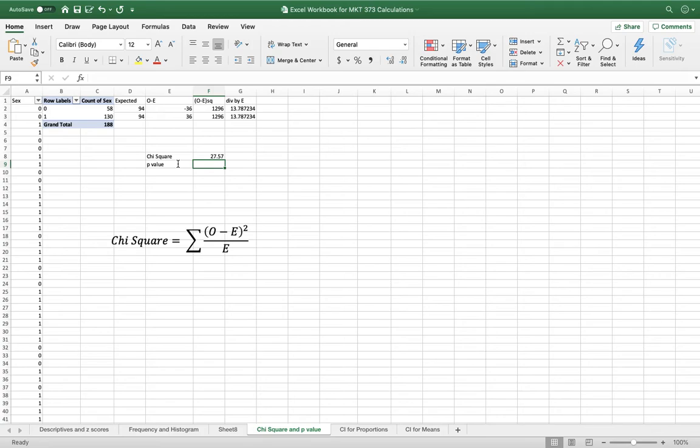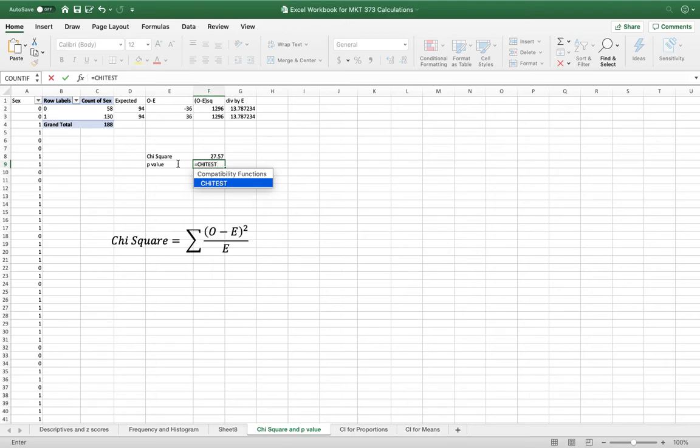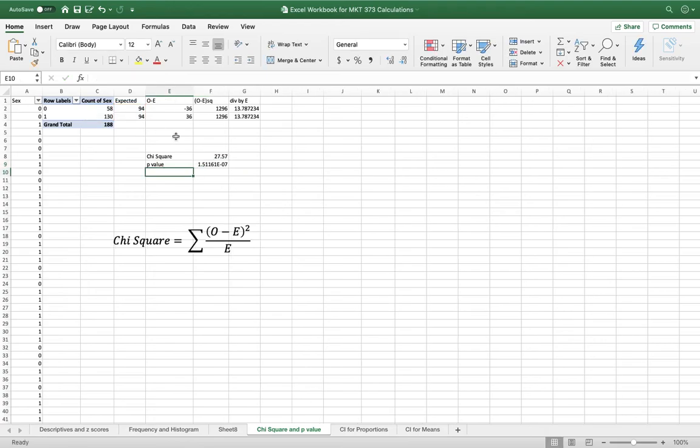So how do we get the p-value? We use what's called the chi-test. So you type equal and then CHITEST. That's our chi-test. Open the parentheses, and it's actually asking you for two things, the actual range and the expected range. The actual range is your observations. Place a comma. The expected range is the expected values. And close the parentheses, hit enter.